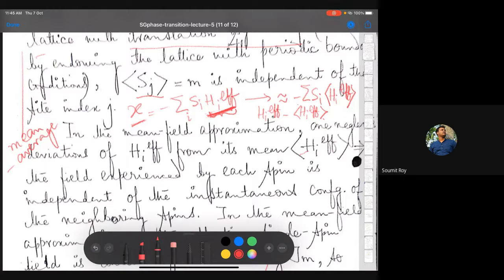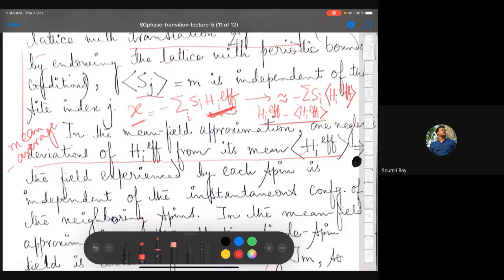You are saying that, okay, there is some randomness, but let me pretend to be an over smart guy and just consider the average value or the mean value of the field. I will make some error, but let me make those errors and let's see where I get to at the end of the day. So that's what I've written here: in the mean field approximation, one neglects deviation. Deviation is another word for fluctuation. Deviation of Hi effective from its mean value. That is, you are neglecting the fluctuation. Is this okay?